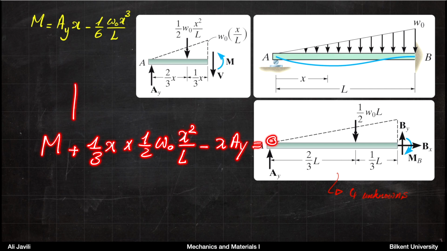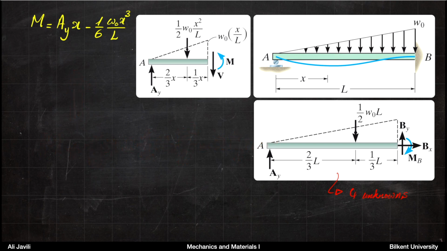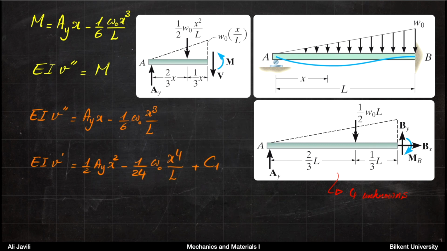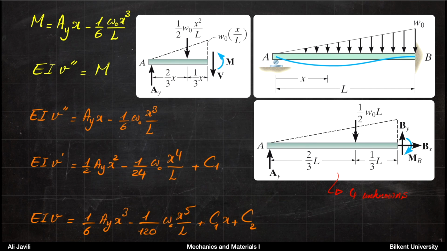And from that, you can get your moment equation. So if you have now moment as a function of x, all you need to do is to set moment equals EIv double prime. Then you integrate that once to get v prime, and you integrate twice to get your deflection function v.